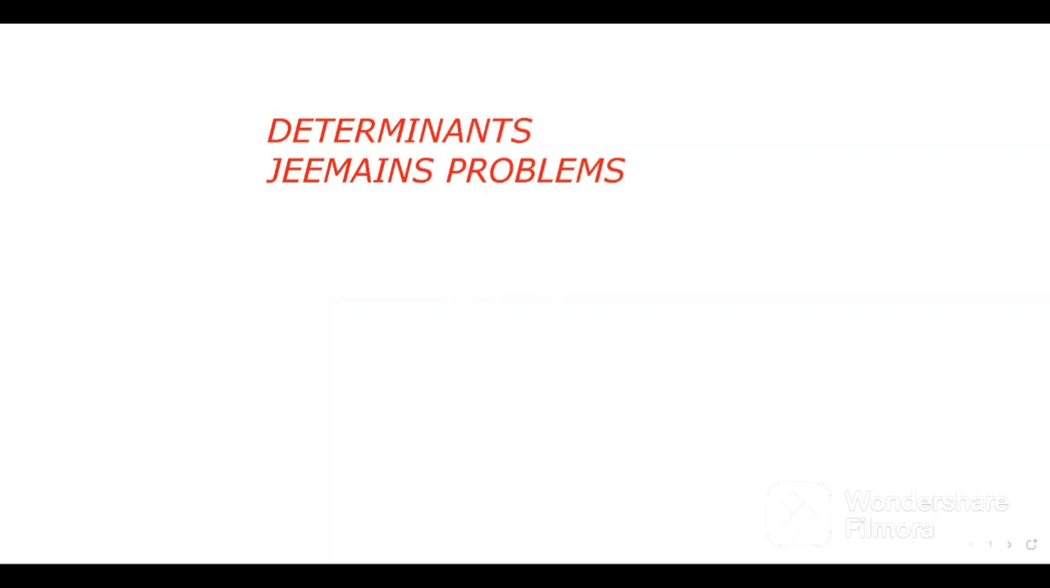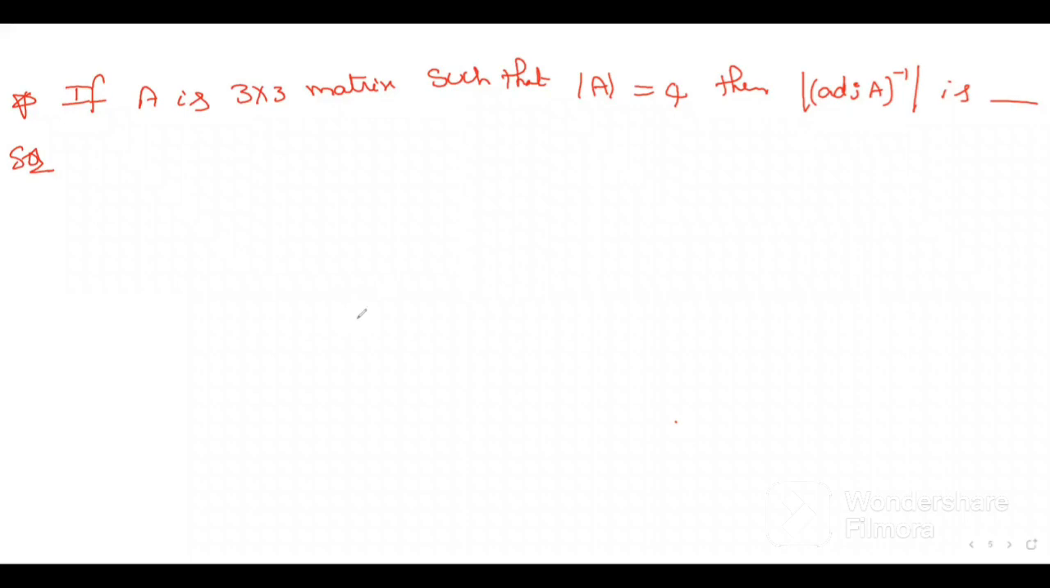Today we discuss determinants JEE Mains problems. Now, explain a statement. In this statement, what is given? A is a 3 by 3 matrix such that det of A value 4 is given. Then find out det of adjoint of A whole inverse.